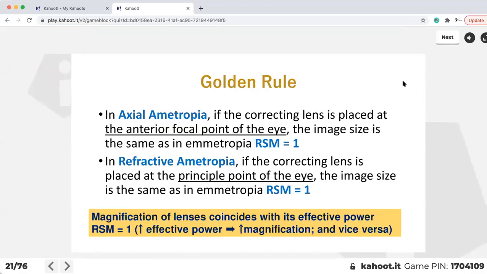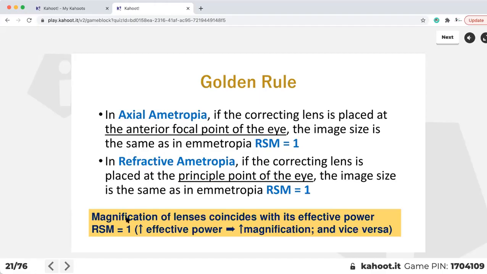But what we want to add today is in case of refractive ametropia. If the patient has refractive myopia or refractive hypermetropia, then if the correcting lens is placed at the principal point of the eye, the image size will be the same as emmetropia, or the relative spectacle magnification equals 1. And the more we are away from the principal point of the eye in case of refractive myopia, the more the effective power will change, either by increase or by decrease.